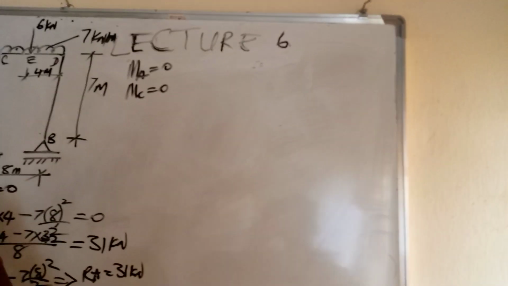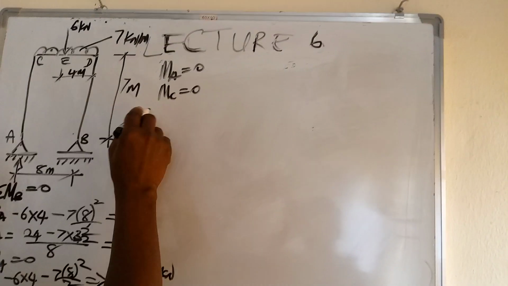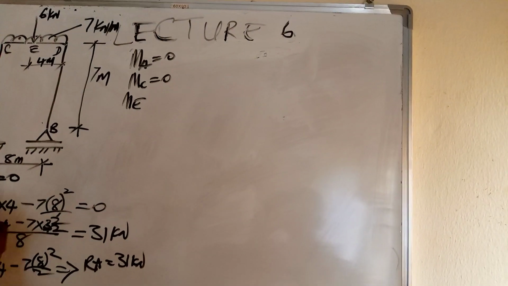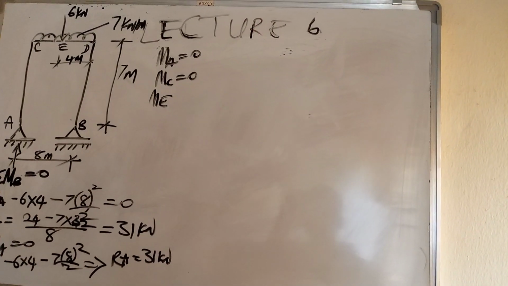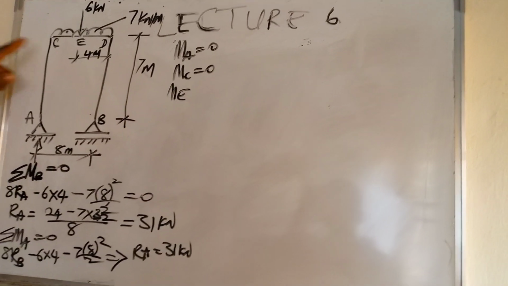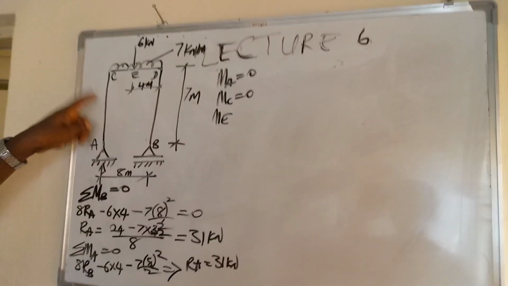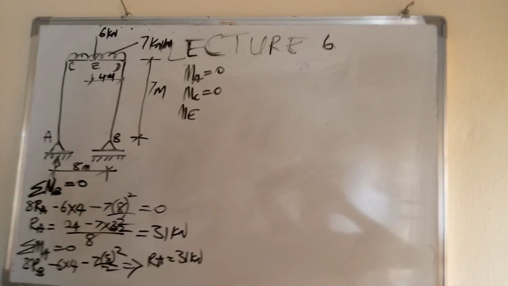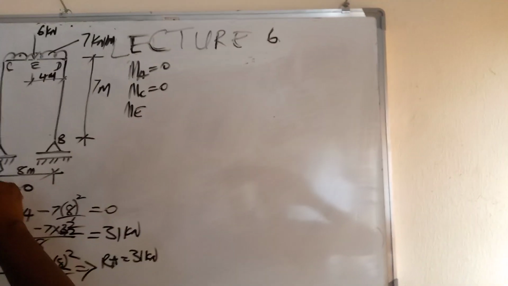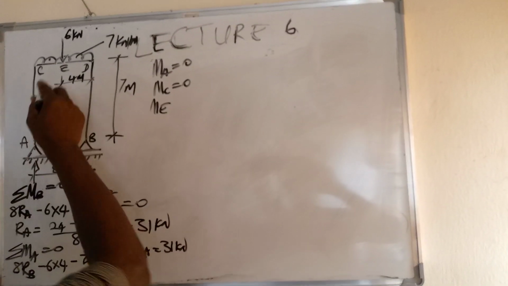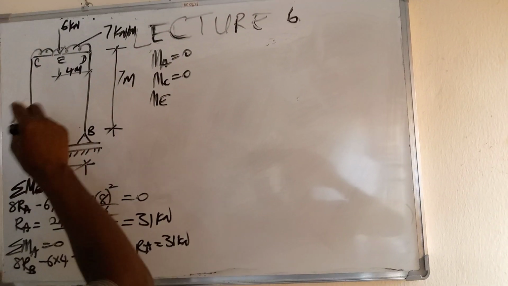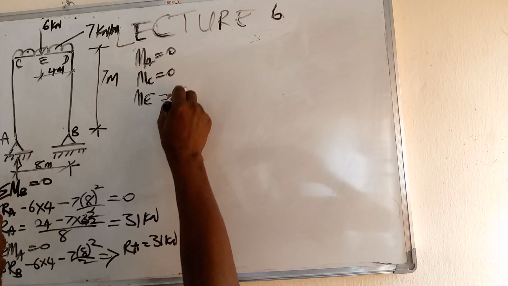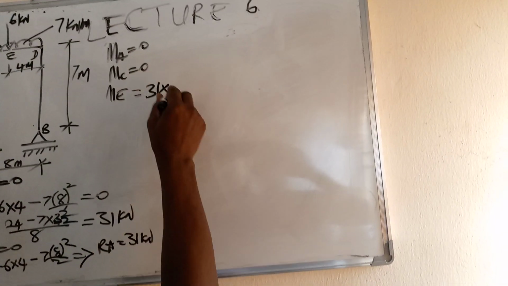But by the time we get from C to E, at E, the reaction A will come into play now. The reaction A will generate moment because the distance CE is perpendicular to reaction A. So M at E, looking at where we started, is equal to reaction A, which is 31, times the distance, which is 4.